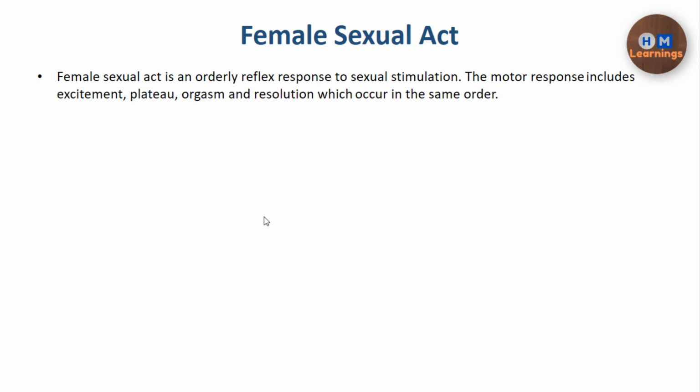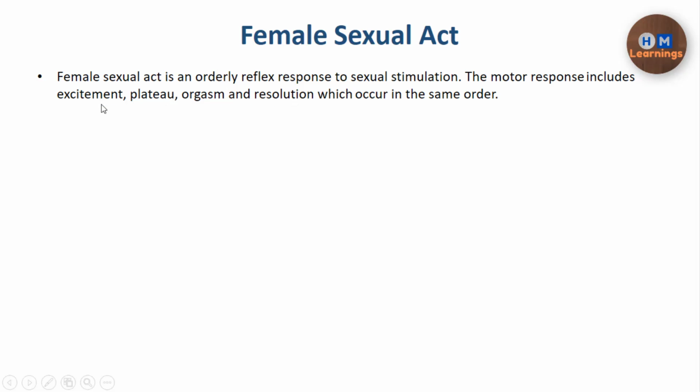Like the male sexual act, it is also an orderly reflex response to sexual stimulation. So it is basically a kind of motor response, and it is a kind of reflex. We already know how a reflex occurs. There is a stimulation, then there is afferent fiber, then there is a center, then efferent, then effector, and finally the response comes. Similarly here, this is also a reflex, but there are multiple reflexes, multiple motor responses which are happening. These motor responses include excitement. The first motor response is excitement, followed by plateau, followed by orgasm, and then resolution.